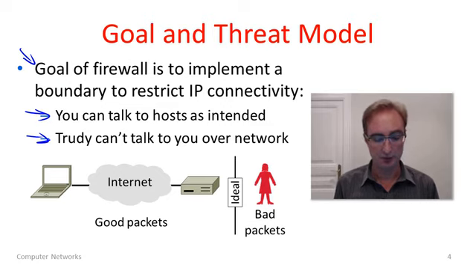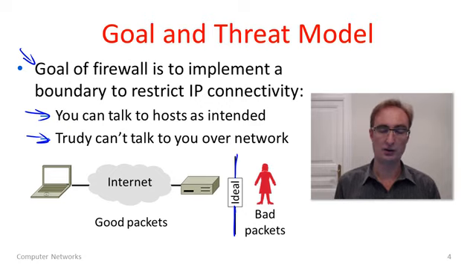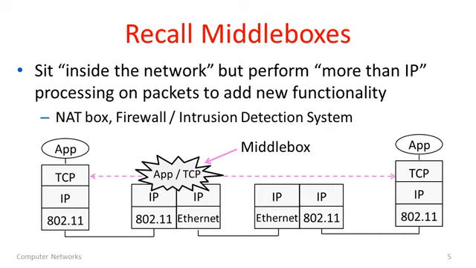So ideally, we would like to obtain a picture like this. Ideally, we want to partition the internet in such a way that Trudy is kept over here on one side, with all of her bad packets, and you are able to use the internet and talk to the host you actually want to talk to just fine. That's what we would like to happen. Of course, it's going to prove to be a little difficult to get just this to happen. So let's see how we might go about doing that.